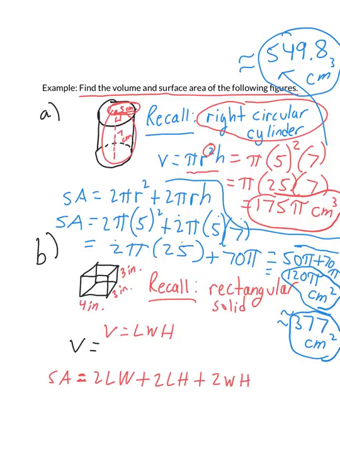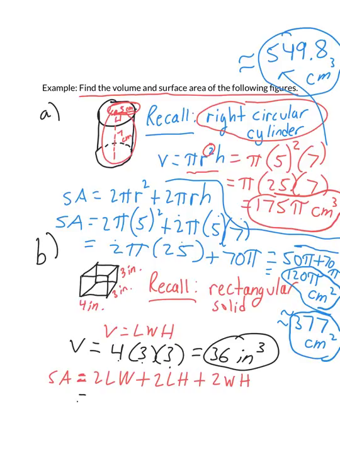Honestly, you could do it in any order. So I'm going to say the length is 4 times the width is 3 times the height is the other 3. 4 times 3 for 12 times 3 is 36. Pictures in inches. Volume units are always cubed. So 36 inches cubed.